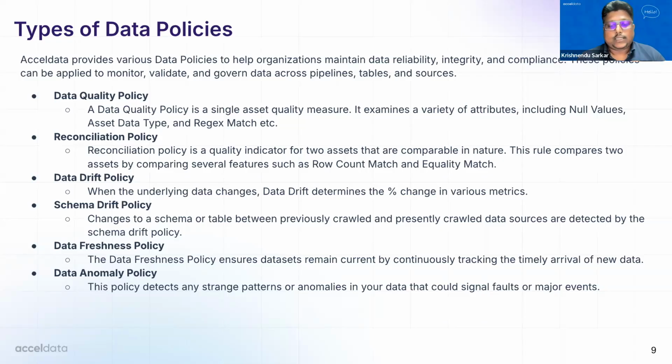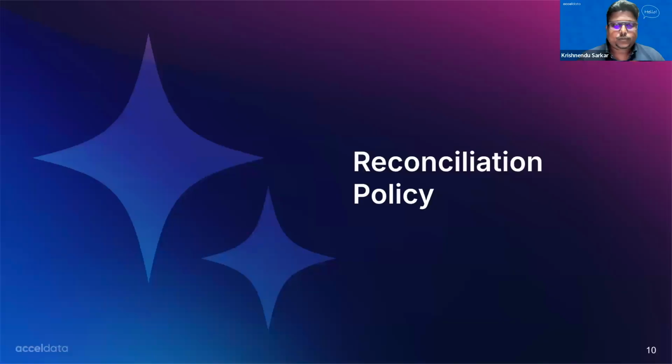And the last one is the data anomaly policies, which identifies unusual patterns in data that may indicate errors, data corruption, or significant operational changes. So that's all from the types of data policies. So in today's webinar, we will be focusing mostly on reconciliation policies and schema drift policies. So let's start with the reconciliation policy.